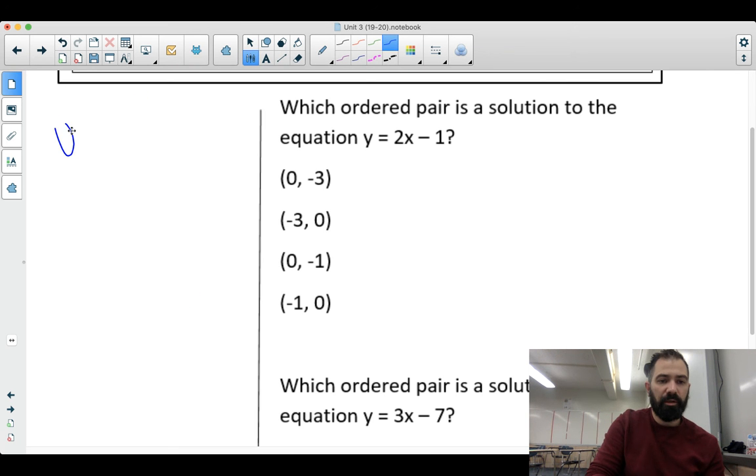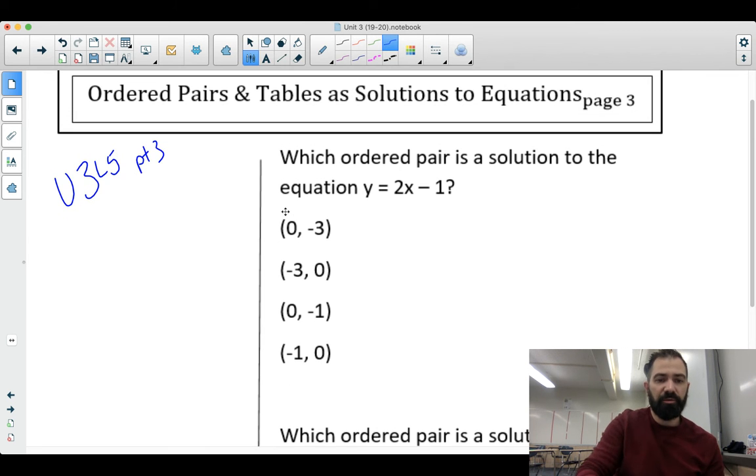Unit 3, Lesson 5, Part 3 of 4. We're going to jump into ordered pairs and tables as solutions to equations. We're going to be given an equation, and we want to decide which one of these ordered pairs is going to be a true solution to this equation. This is going to use some substitution, and we're going to go through a couple of different examples.